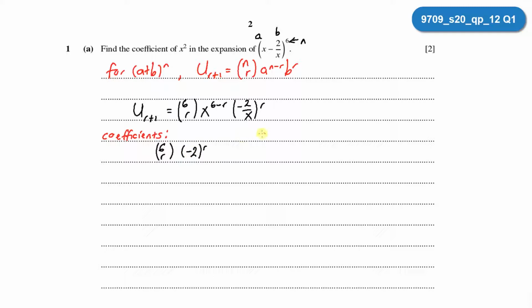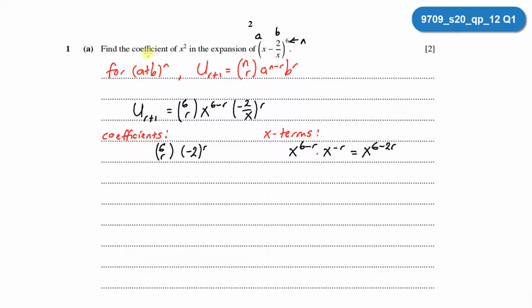And then we also have the x terms. And for the terms in x, in this expression, we have x to the power of 6 minus r. And we also have from here, that's 1 over x, which is x to the power of minus 1. So times r, that's x to the power of minus r. And this can be simplified to x to the power of 6 minus 2r if we add the powers right here. So we now have the general forms for all the coefficients in the binomial expansion and all the x terms in the binomial expansion of this.